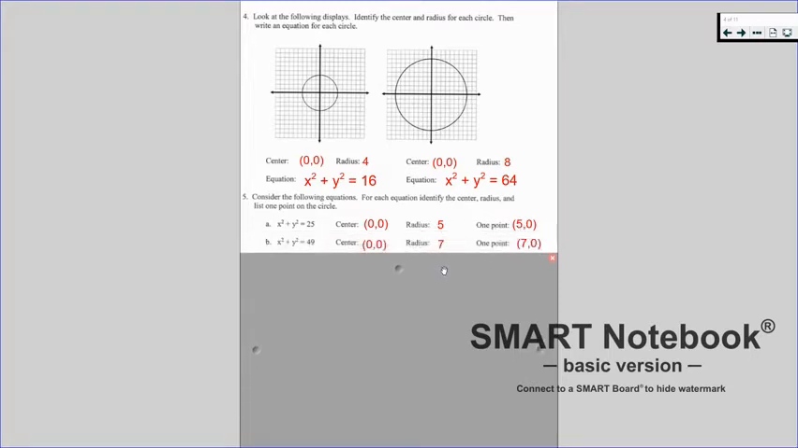Next one, I end up with, again, centered at 0, 0. And here the radius is going to be 7. So 7, 0 would be a point on the circle. 0, 7 would be a point. Negative 7, 0 would be a point. 0, negative 7 would be a point. Those are some quick, easy ones to find.